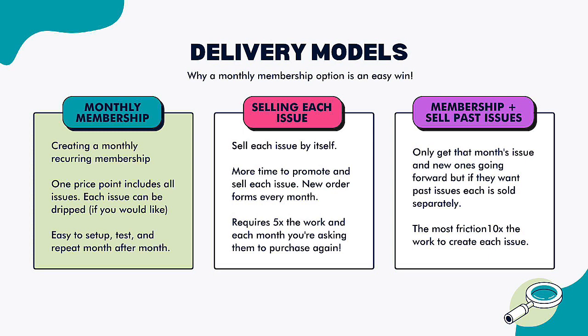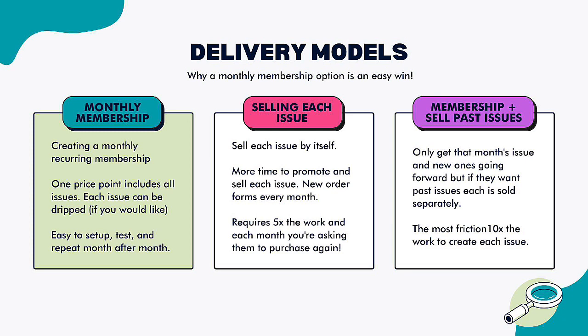So with this option, while possible, it requires about 5 times as much work to create. And each month you're asking your customer to purchase the next part one at a time. So that means you're asking them to purchase each item on its own. And then the third model is the membership where you sell past issues.